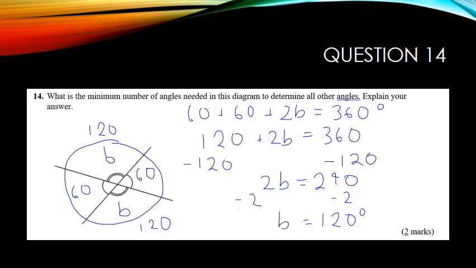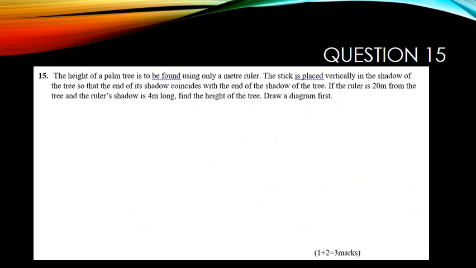Now you could do the same thing with letters, or any numbers that you like, and that's just one way to show that we only need one angle to find all the angles in this diagram.